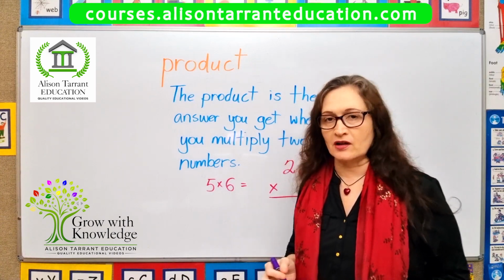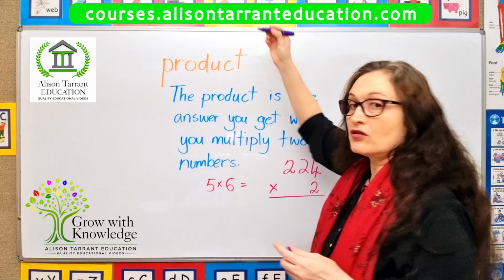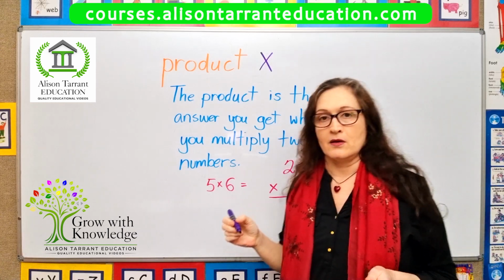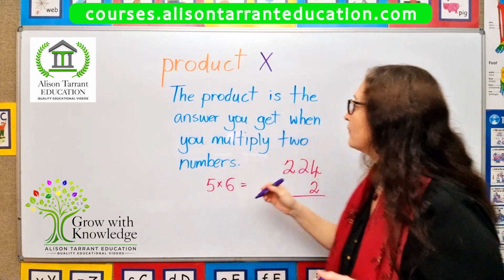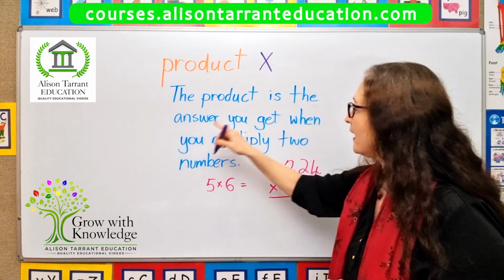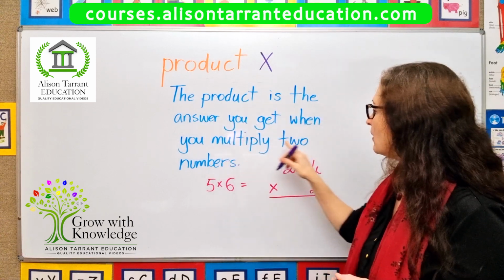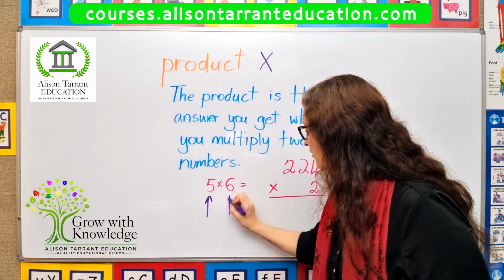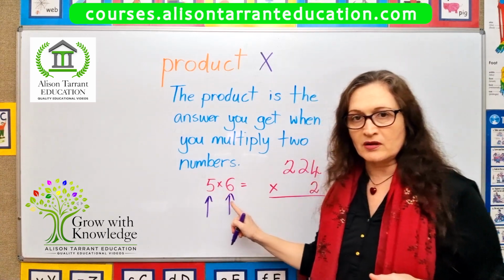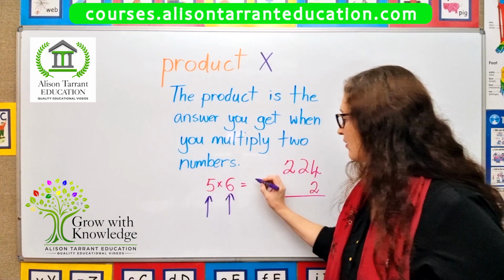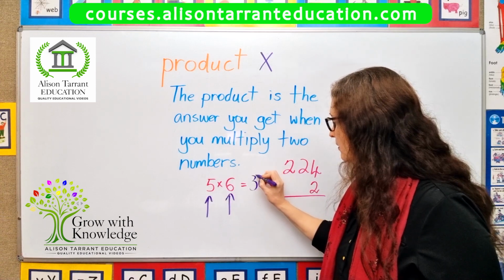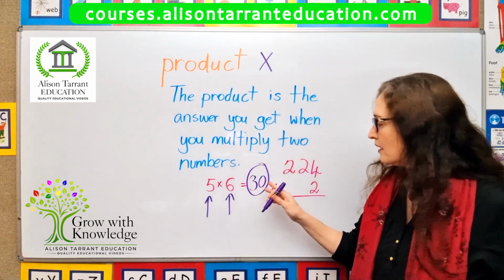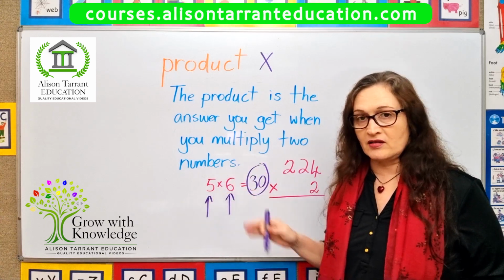Now let's look at the word product. Product actually is to do with multiplication. So we've got the multiplication symbol here. But what it actually means is this. The product is the answer you get when you multiply 2 numbers. So if I have the number 5 and I have the number 6 and I multiply these 2 numbers, 5 times 6, and I get the answer of 30. This number here, that is the product. 30 is the product of 5 and 6.